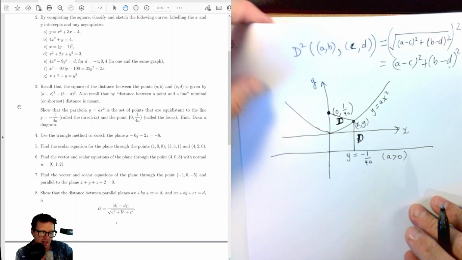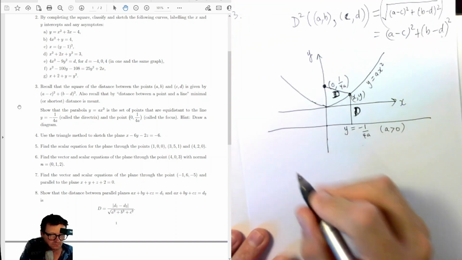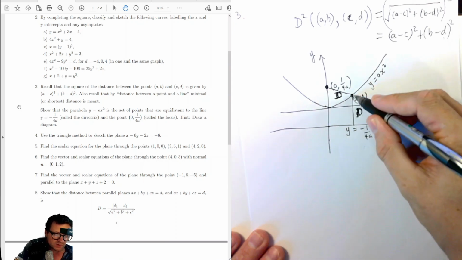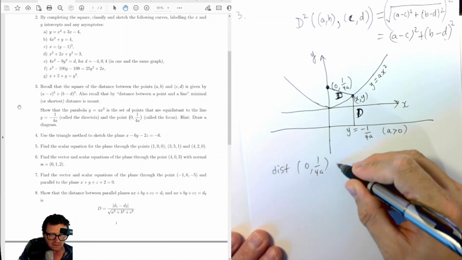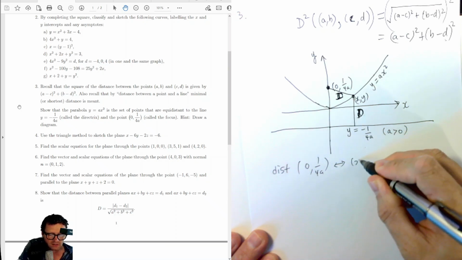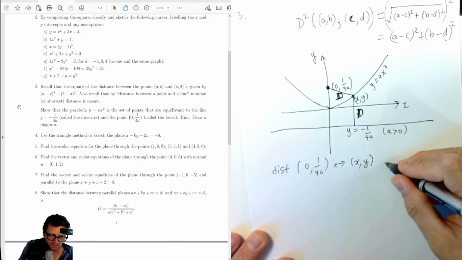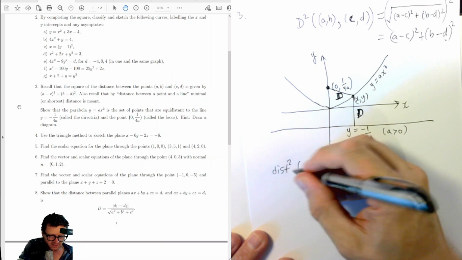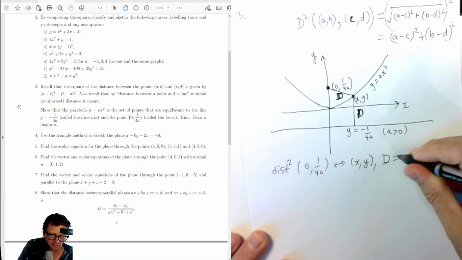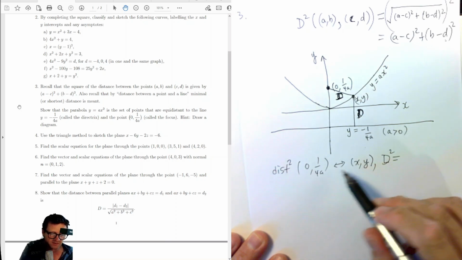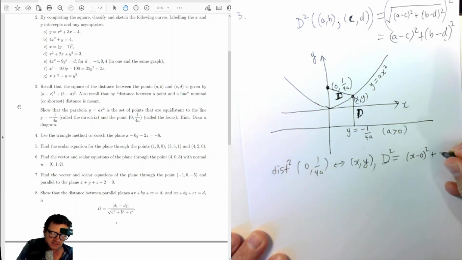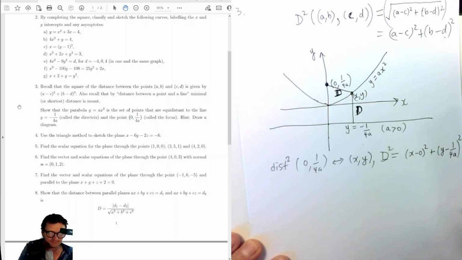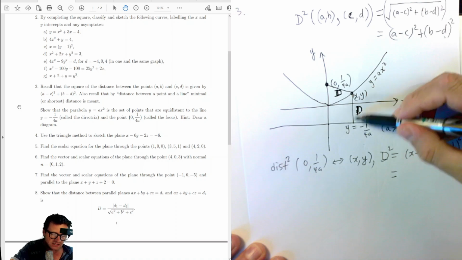Okay, so these are the distances, but the square of the distances are equal. So if we start with that as our starting point, let's say the distance between these two points, from 0, 1 on 4a to the generic point x, y, or distance squared, d squared equals, just using this formula, the difference between the x's squared, so x minus 0 squared plus y minus 1 on 4a squared. All right, so this is equal to the distance between this point and this point.